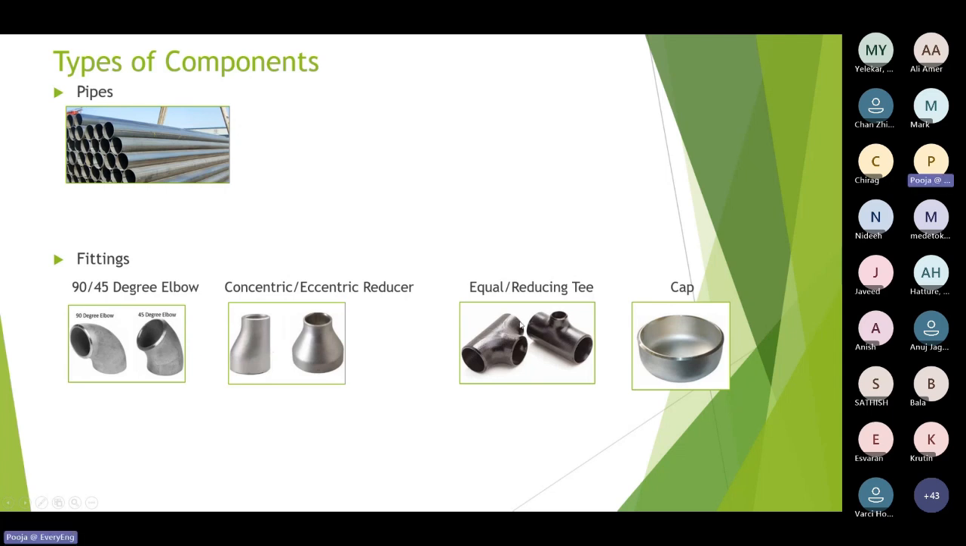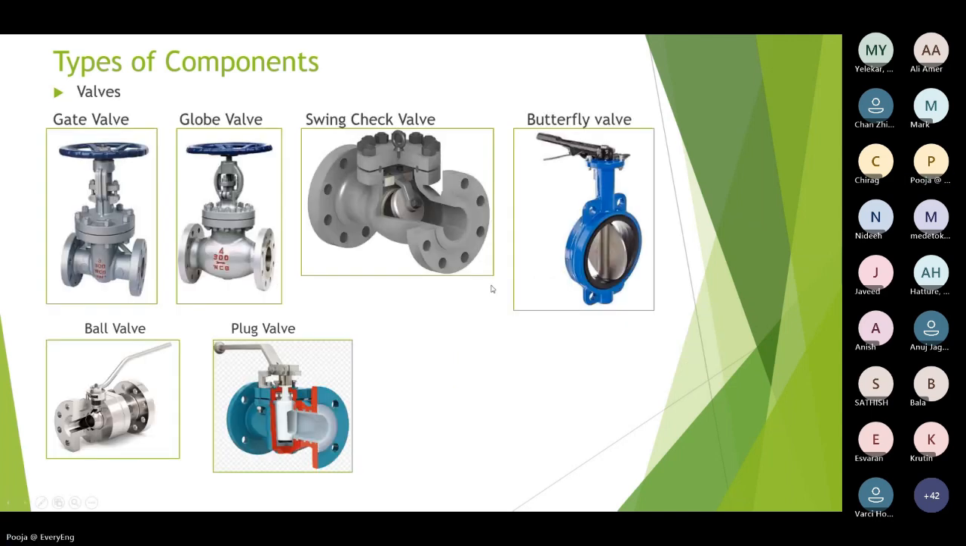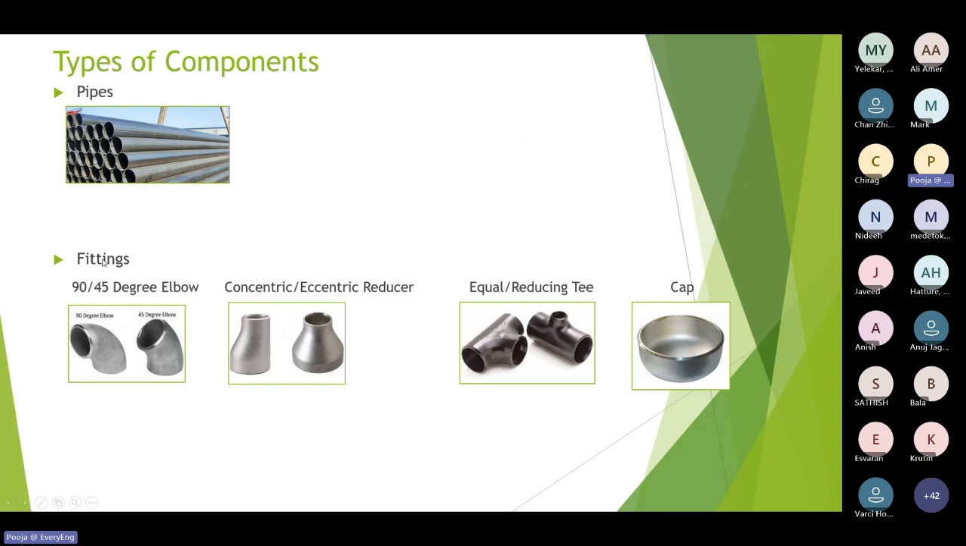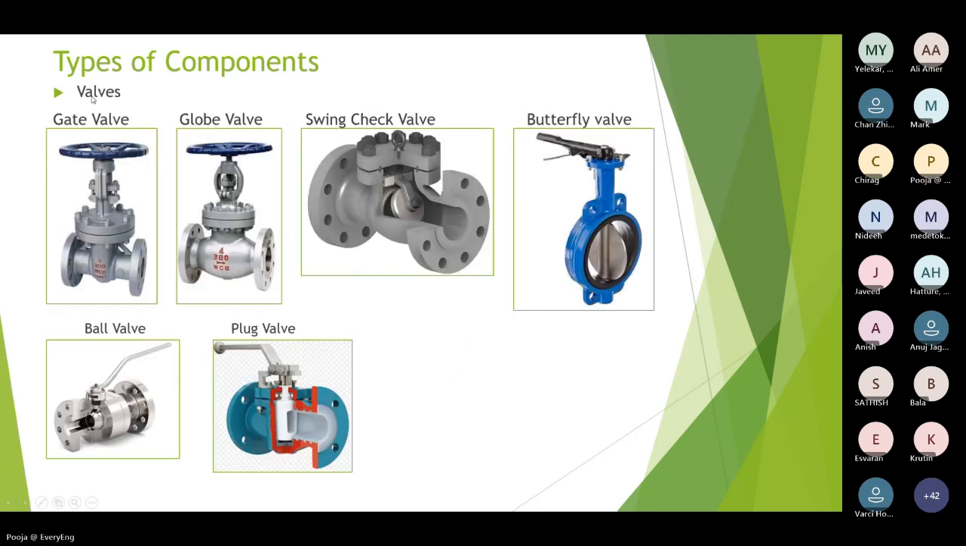If you want to take a branch connection, we use an equal or reducing tee. If you want to end the pipe, then it's a cap. So the main component is pipe, another is fittings. Then we have valves. I have not listed all the types of valves, but the basic valves which are generally used are a gate valve, globe valve, swing check valve, butterfly valve, ball valve, and a plug valve.